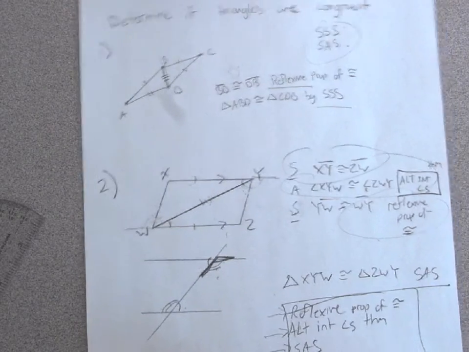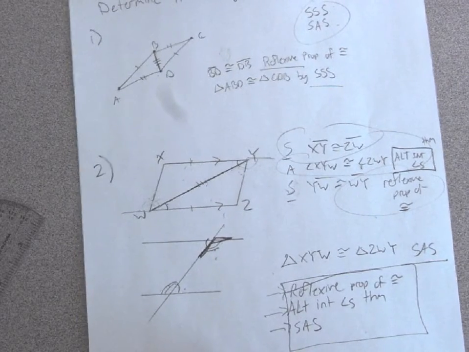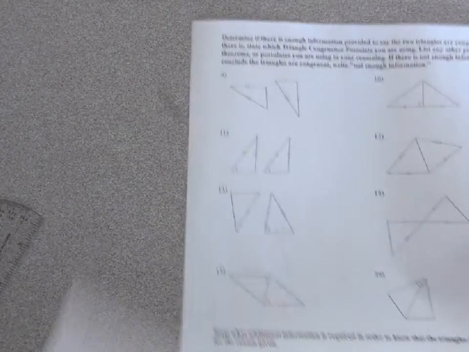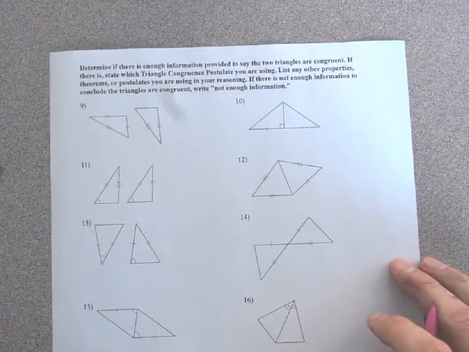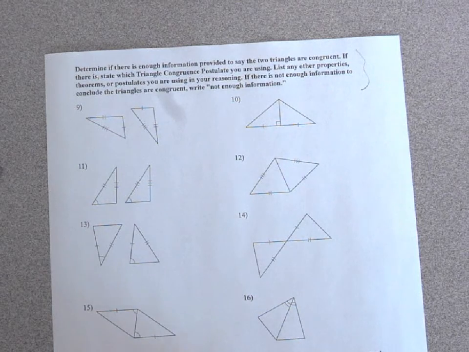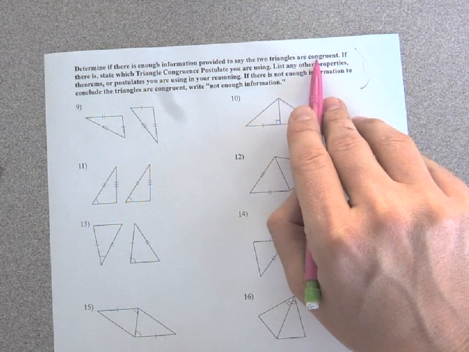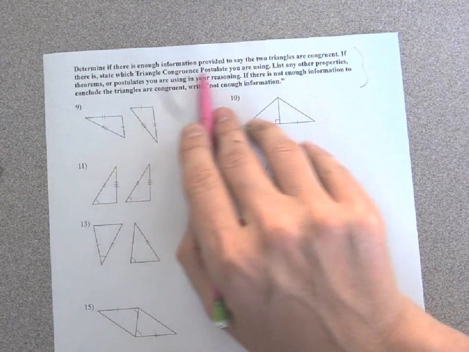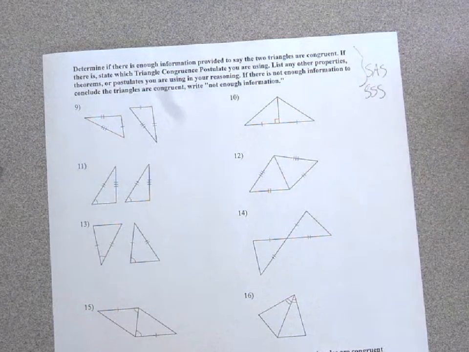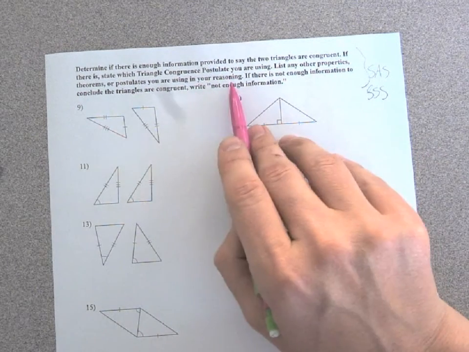Now it may be that there's not enough information. I may just have not given you enough information on there. And if that's the case, then you write not enough information. So, talking about these on your worksheet. Now this is kind of a long set of directions because I was trying to say all that stuff. So determine if there's enough information to say the triangles are congruent. If there is, state which triangle postulate you're using, that would be, say, SAS or SSS, or not enough information. List any other properties, theorems, or postulates you're using in your reasoning.